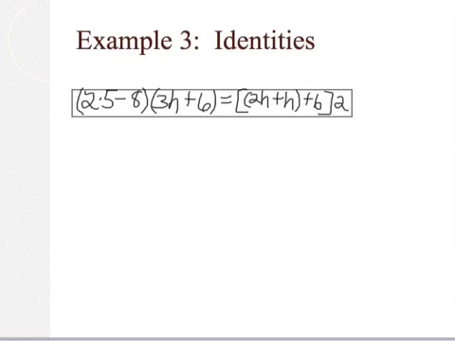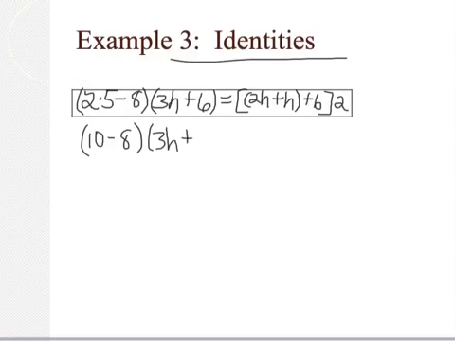Like we just had two situations where we got an answer for one and then a no solution situation for another, another situation is where we can come up with an identity. So here we're going to see that identities happen sometimes when you are solving an equation. So let's do what we need to do. We're going to simplify each side. Let's start over here with the left side. 2 times 5 is 10. So this is 10 minus 8 times 3h plus 6. And that's all equal to all of this jazz over here.